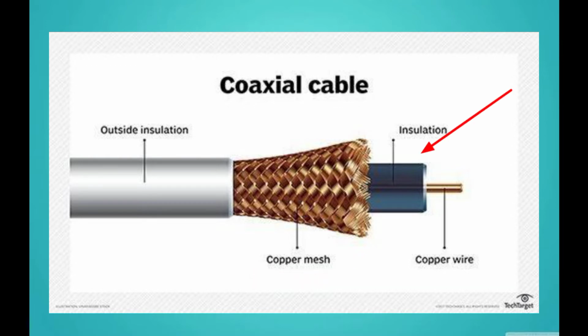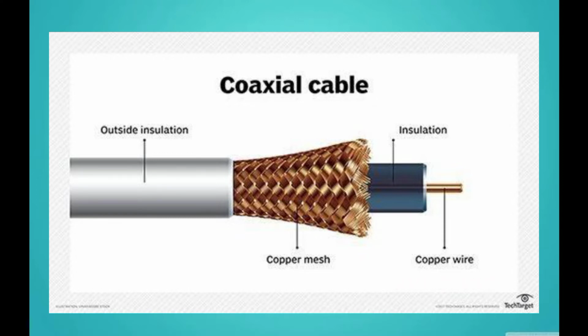Insulation. The insulation protects the core. It also keeps the core separate from the braided shield. Since both the core and the braided shield use the same metal, without this layer, they will touch each other and create a short circuit in the wire. The last one is the copper wire or conductor core. The conductor core carries electromagnetic signals.